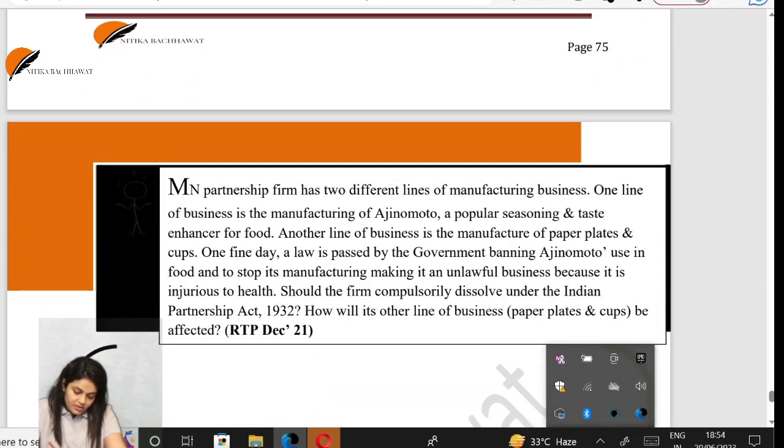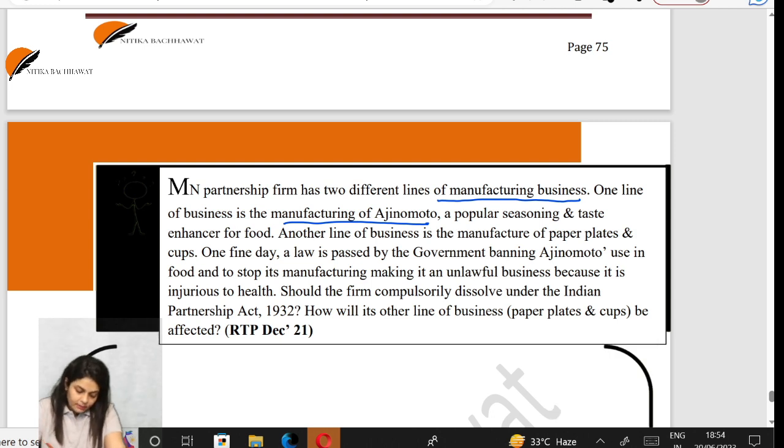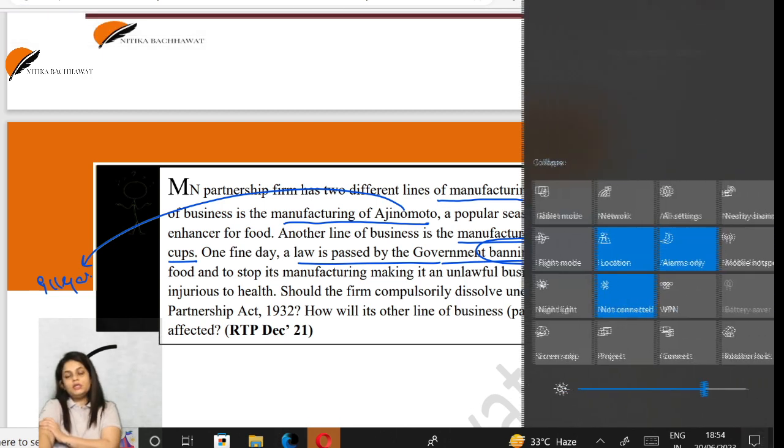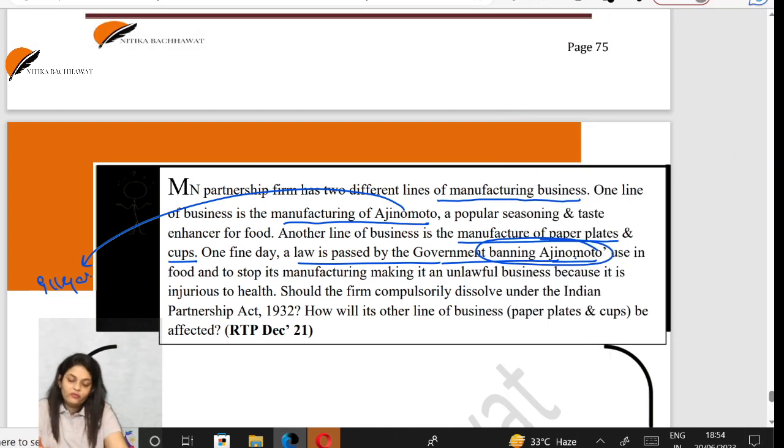MN Partnership firm has two different lines of manufacturing business. One line is manufacturing Ajinomoto, a popular seasoning and taste enhancer. Another line is manufacture of paper plates and cups. One fine day, a law is passed by the government banning Ajinomoto. That means now this business has become illegal. So the question is, should we dissolve the firm or only that business? Its use in food and its manufacturing are stopped, making it an unlawful business because it is injurious to health. Should the firm be compulsorily dissolved?